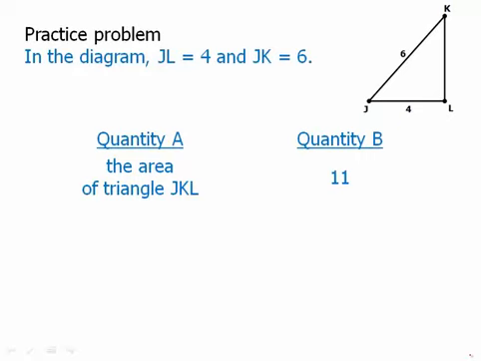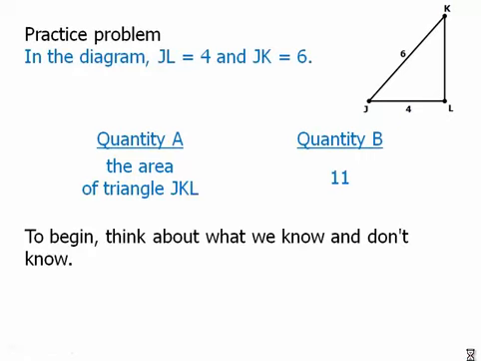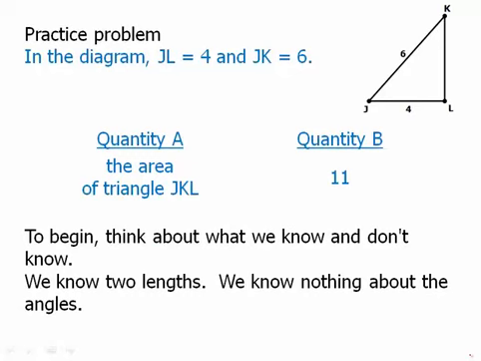Okay. Here, we have to be very careful. Think about what we know and what we don't know. We know the two lengths. We know JL equals 4, and JK equals 6. We know those two. We know nothing about the angles, and therefore we know nothing about the true shape of that triangle.